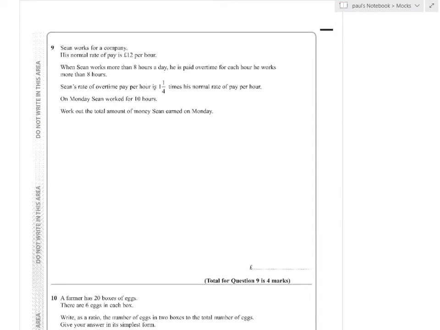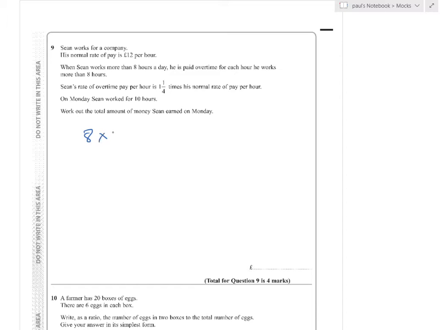Number 9, there's a lot of words in this. Sean works for a company. His normal rate of pay is £12 an hour. When Sean works for more than 8 hours a day, he's paid overtime for each hour he works over 8. Sean's rate of overtime pay is 1 1/4. On Monday, Sean worked for 10 hours.